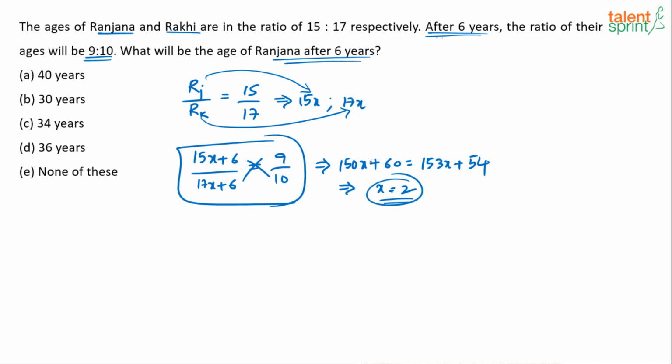That's it. X is equal to 2. Now what do we want? We want Ranjana's age after 6 years. See, we have already looked at this, right? Ranjana's age after 6 years is going to be 15x plus 6. Ranjana's present age is 15x. After 6 years is going to be 15x plus 6.